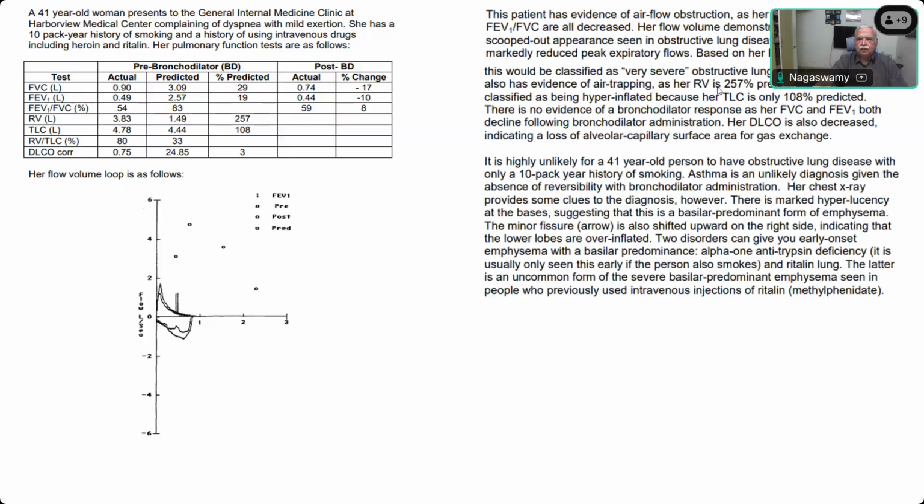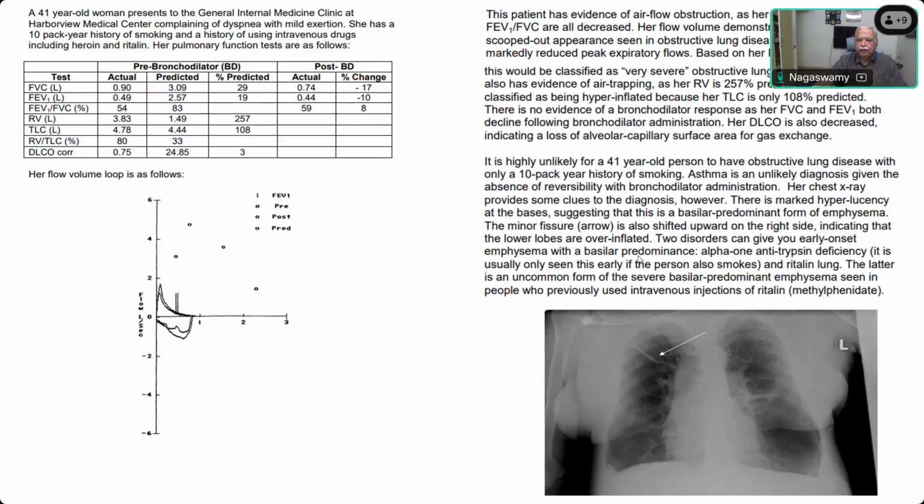And the RV is very much increased. So this is hyperinflated because TLC is also very much raised. And it's unusual for a 41-year-old person to have an obstructive disease with a 10-pack-year history of smoking. So asthma is an unlikely diagnosis given the absence of reversibility. There is no improvement after post-bronchodilator therapy. It is the same. There is a marked hyperlucency, suggesting a basilar phenomenon from emphysema. So this is the X-ray seen here. So severe obstructive disease with air trapping and diffusion defect is the diagnosis that we have to make.